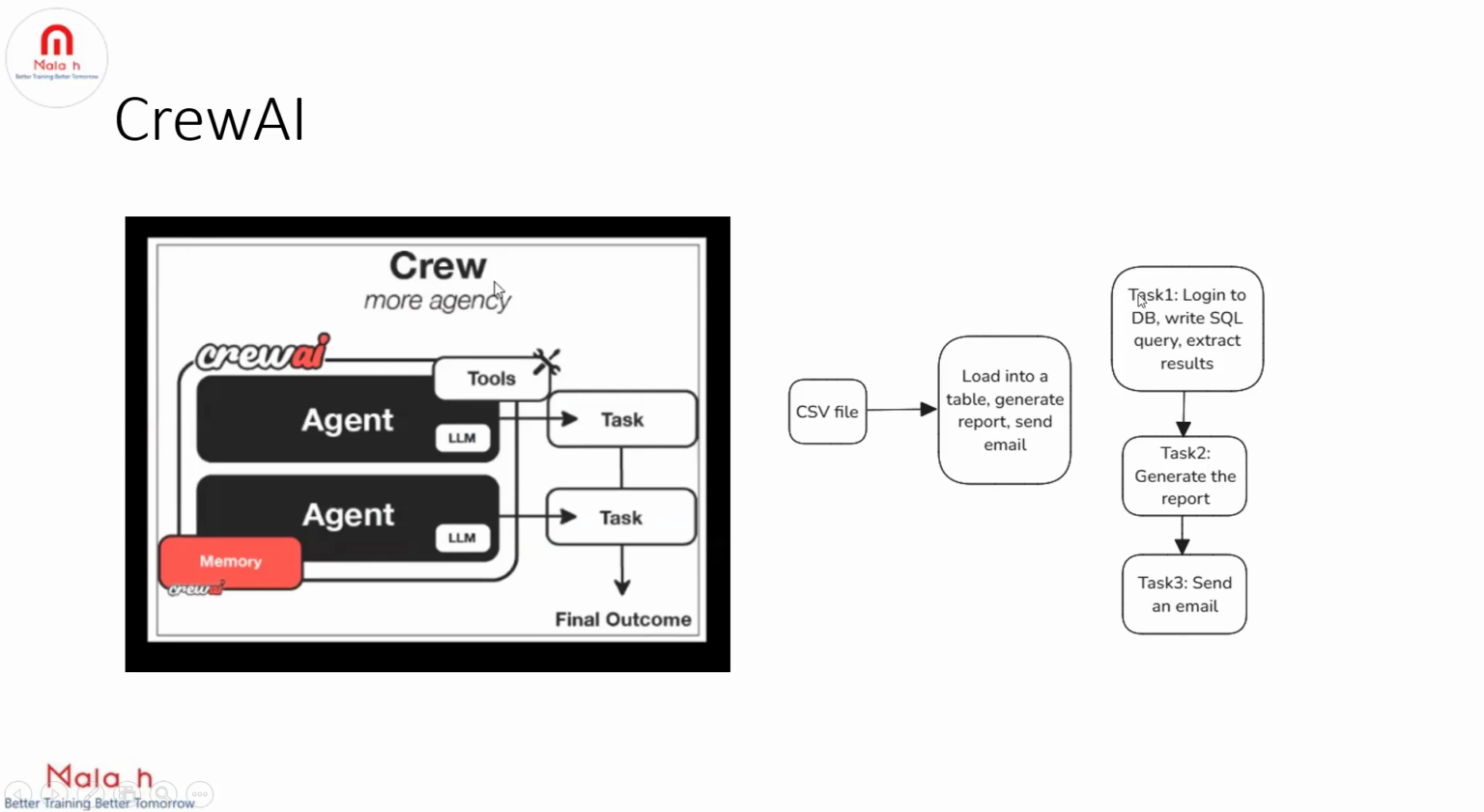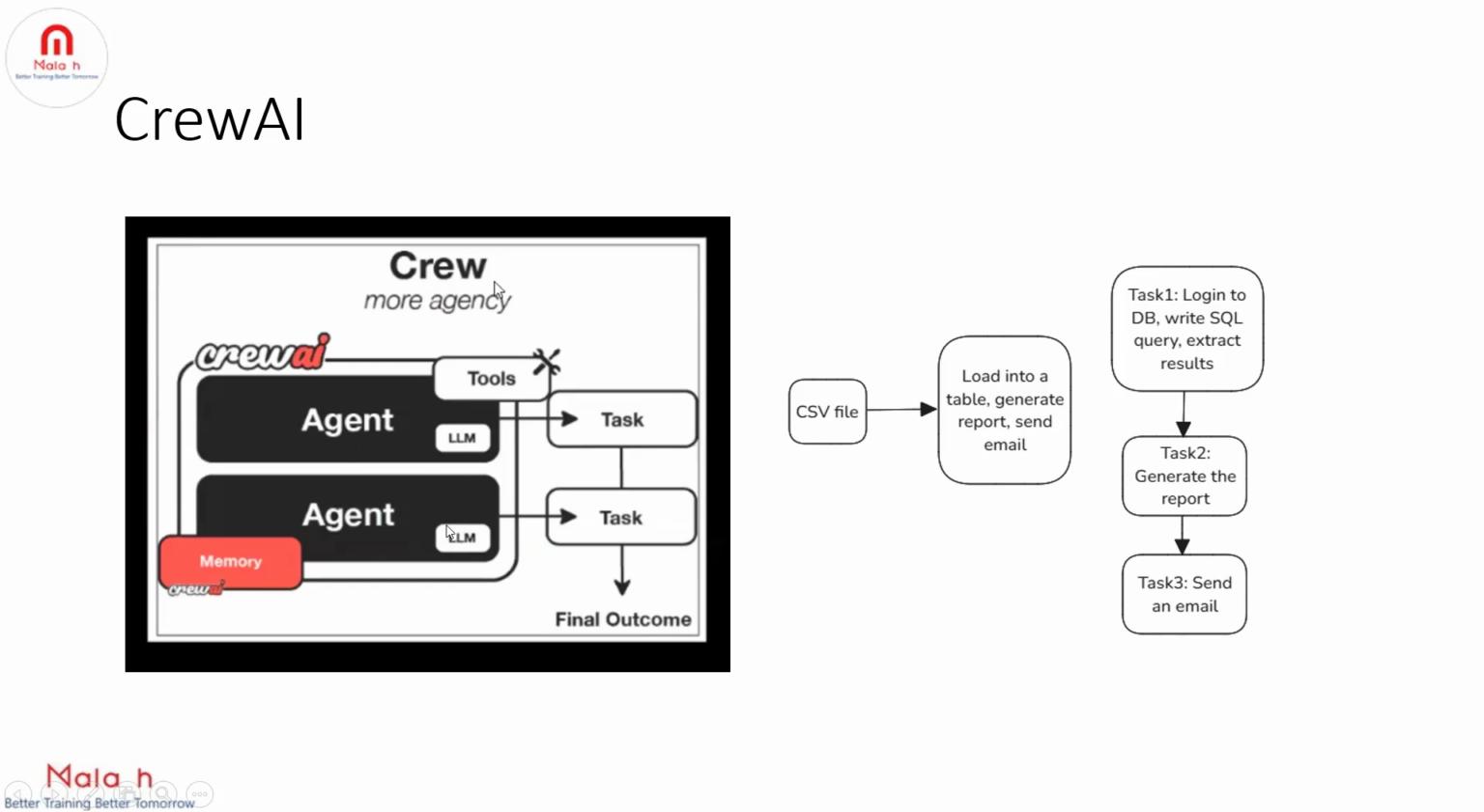So one agent can log into the database and run the SQL query and extract the results. So that is task number 1. And we can assign this task 1 to one agent. And another agent can help you to generate the report out of the extracted results from the SQL. So it will take the output of the first agent and generate the report, right? And let's say you have another agent here, and this agent has integration with Outlook to send an email. So it will take the output of the second agent, that is the generated report, and send an email, right?